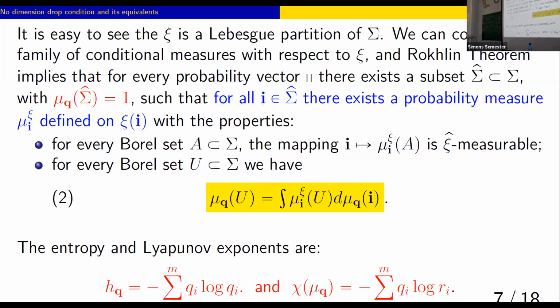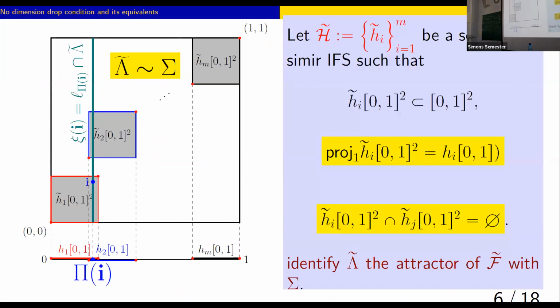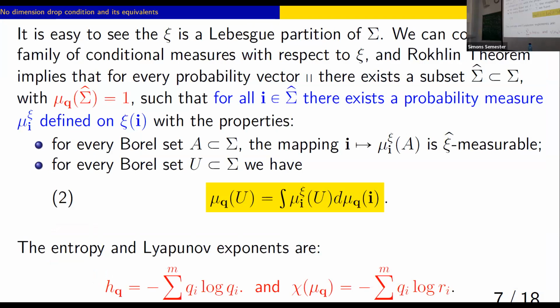So one more time, what is this measure? I promised you to explain. Thank you, Vilma. This measure is just the measure which comes from this disintegration of the measure. Geometrically, you can imagine that you have the measure here on this lambda tilde, and then you disintegrate the measure according to these vertical lines. So this is the measure mu I c. These are the conditional measures, like in probability theory.